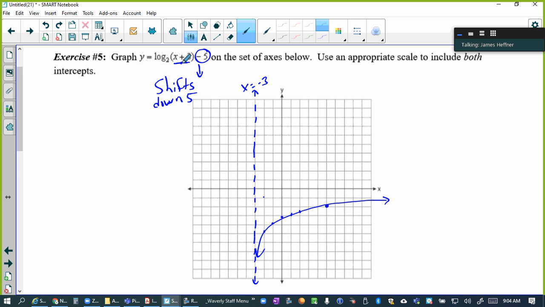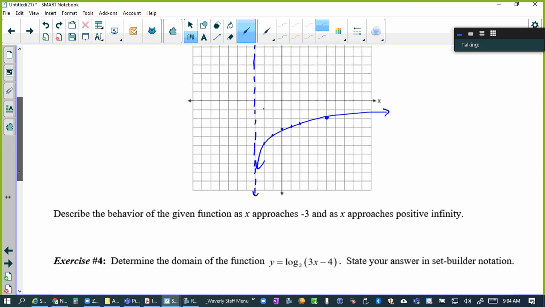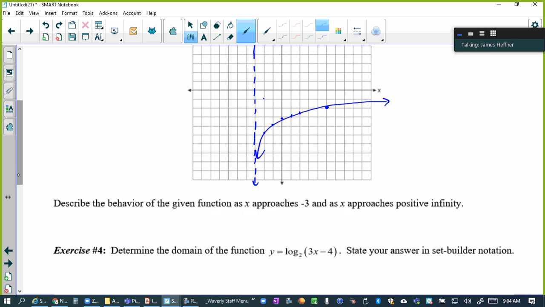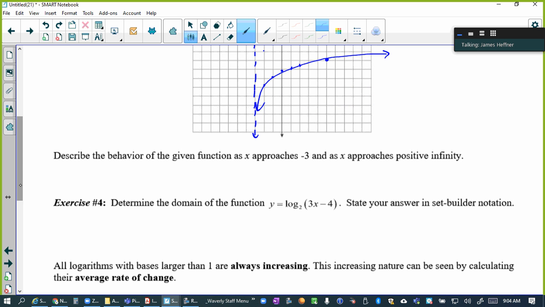So let's think about the end behavior. Remember how this goes? So down here, describe the behavior. Let's think about as x approaches -3, like in that direction. What happens to y? What does it approach? Remember this notation, as x approaches -3. Look at the graph. What does y approach? Y approaches negative infinity. Negative infinity, right? It keeps going down.